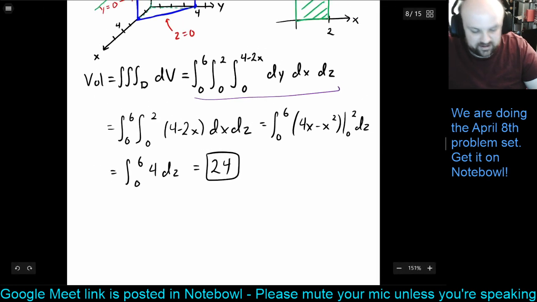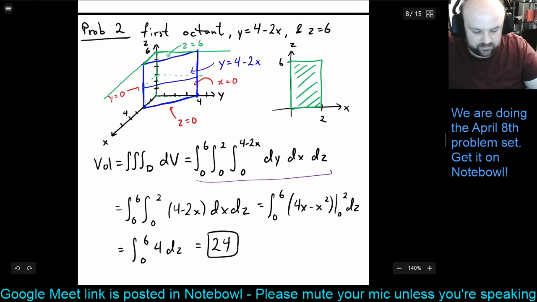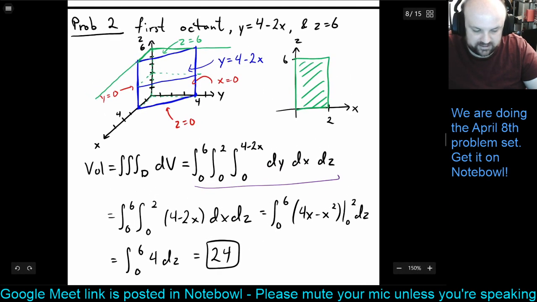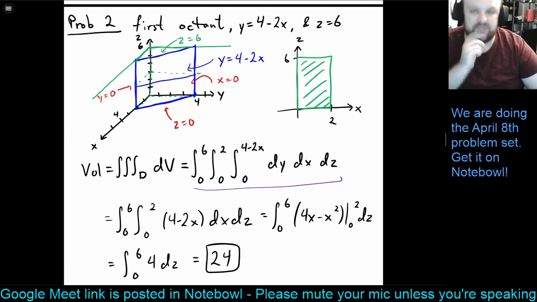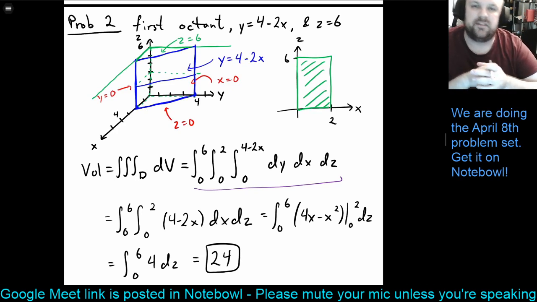Right, so not all that much going on here in the computation part. Again, by far the most interesting part of this problem, and really the multivariable calculus part of this problem, is setting up that integral. Sorry. Any questions here?